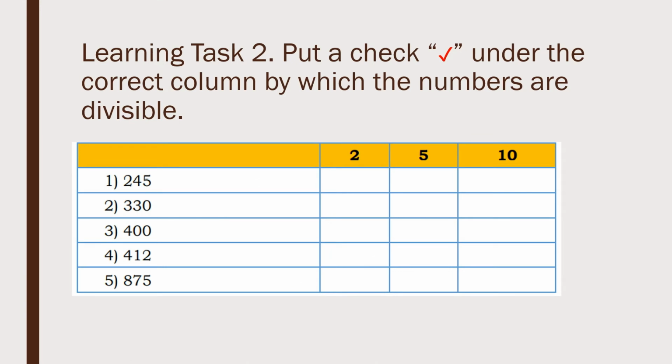Okay, so let us have first a quick review about the divisibility rules for 2, 5, and 10. For learning task 2, you are going to put a check under the correct column by which the numbers are divisible. Again, you can pause the video and answer the learning task on your own. After answering, you can resume the video and find out if your answers are correct.